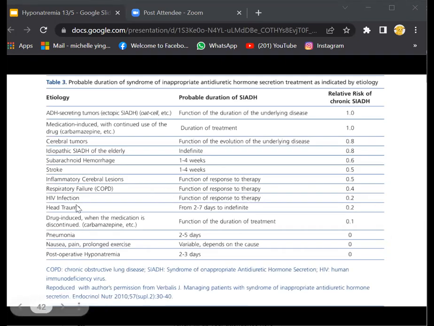Next, this is a table that can predict the probable duration of SIADH treatment as indicated by the etiology. Based on different etiologies, it predicts how long the SIADH will last. Mostly it depends on the etiology. For example, if there is a tumor or a medication cause, then it depends on whether you continue the use of the medication; if so, most likely the SIADH will continue. For stroke or SAH, SIADH will last about 1 to 4 weeks.